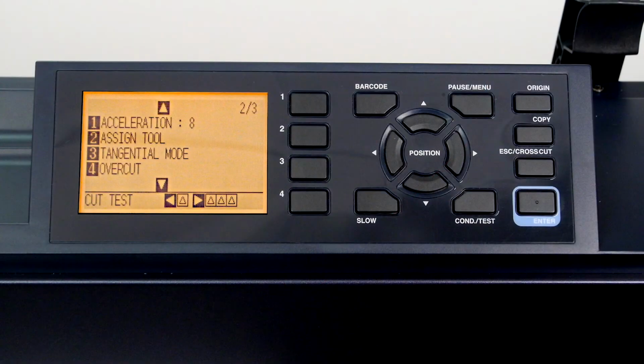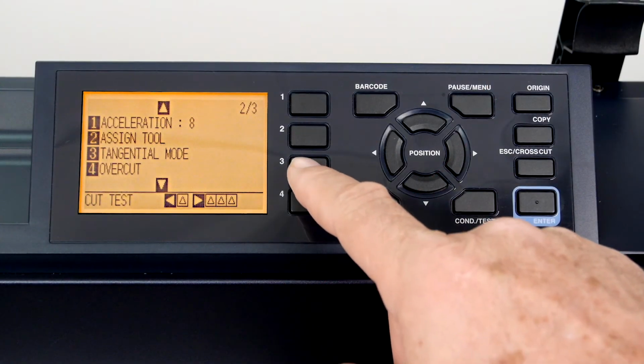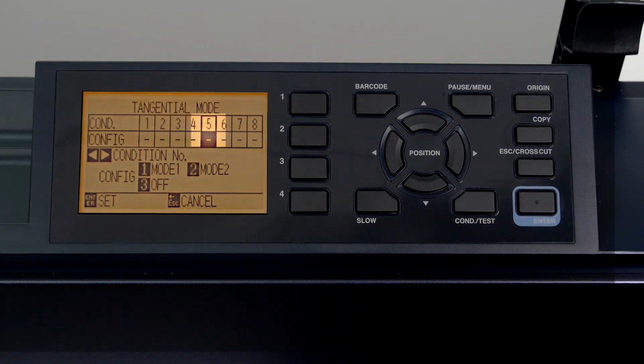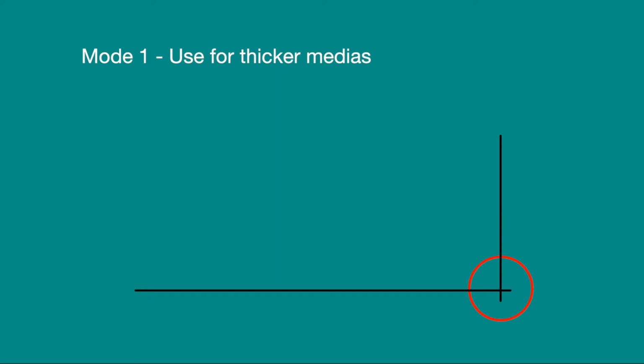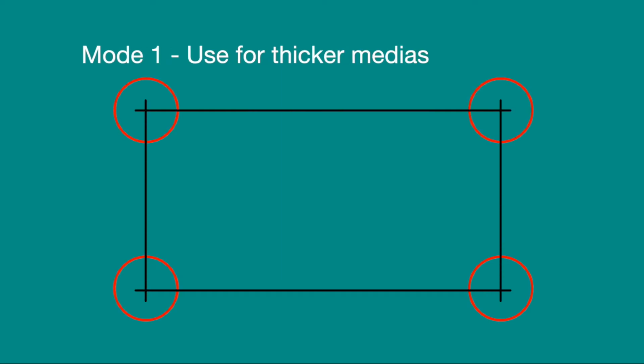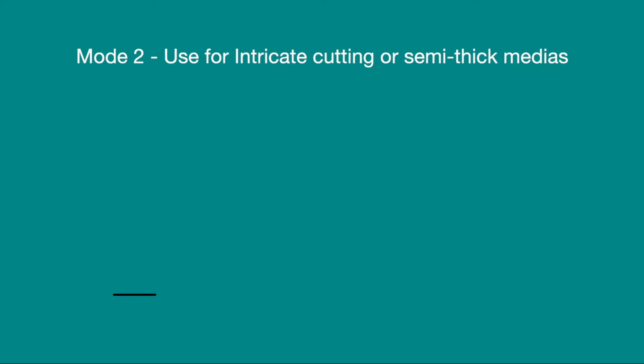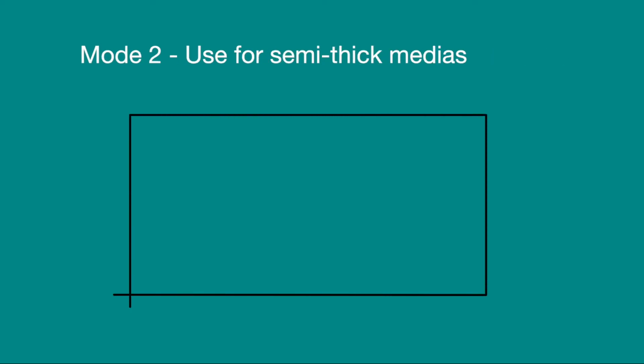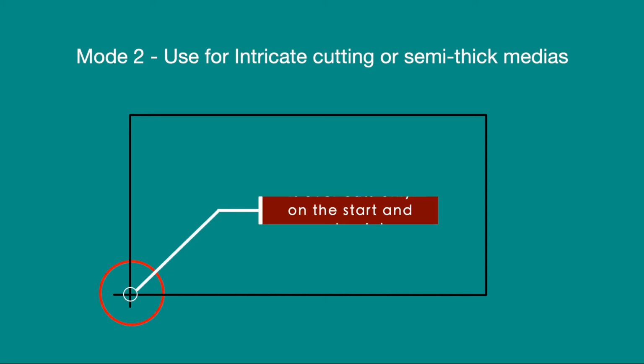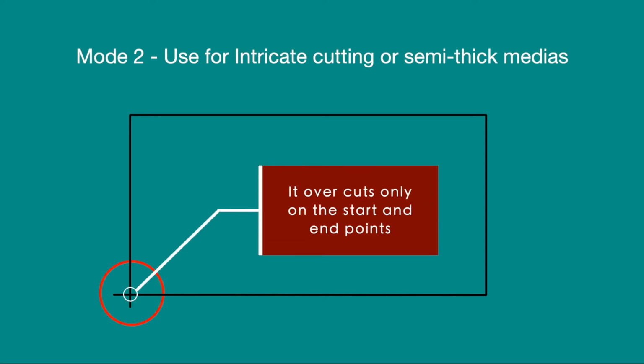To enable the tangential mode, first press the 3 key. Condition 5 is highlighted, so we now have a choice of pressing 1 for mode 1, pressing 2 for mode 2, or pressing 3 to keep it disabled. Mode 1 will cause the blade to lift at each corner as well as overcut each corner. It is generally used for thicker media because it provides clean corners. Mode 2 is for semi-thick medias. It will cause the blade to lift at each corner but only overcut on the corner of the start and end point.